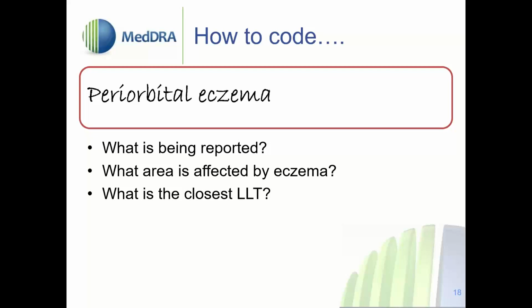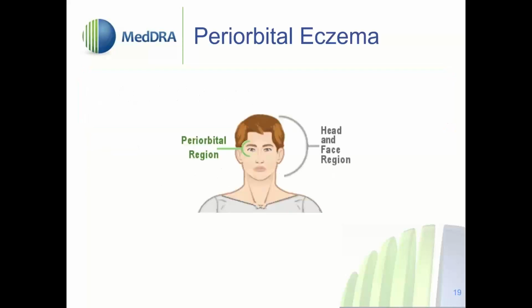Now, the next one. What we have here is a reported periorbital eczema. So what area is affected by the eczema here? Is it the eyelids? And what would be the closest LLT? This illustration intends to clarify what periorbital actually means, to which area the term refers. And it seems to be a bit more than just the eyelids, as you can see.